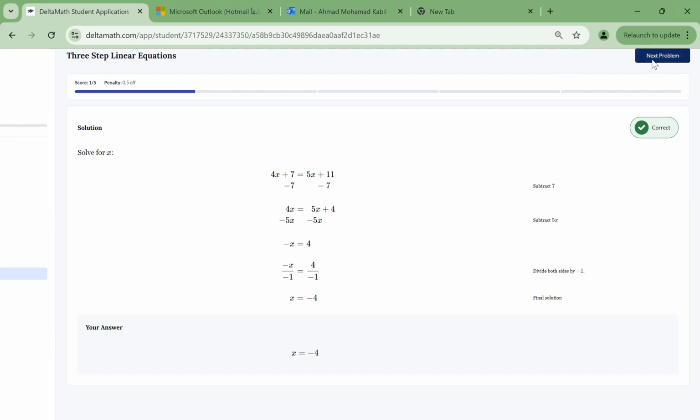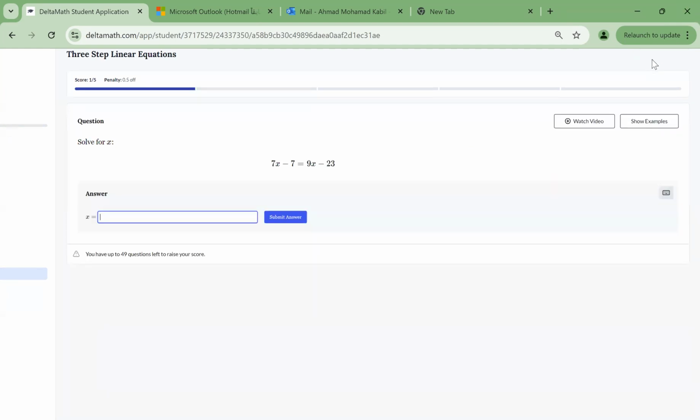Let's try another example. Here we have 7x minus 7 equals 9x minus 23. Let's take the 7x here. So I like to take the smaller number to the larger number to have a positive result. So here I have 9x minus 7x. This will give me a positive result for x.